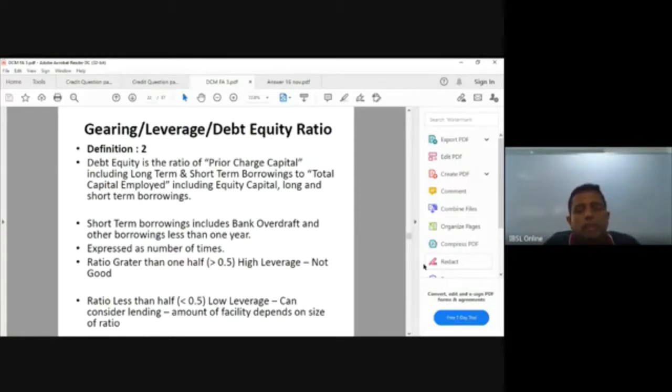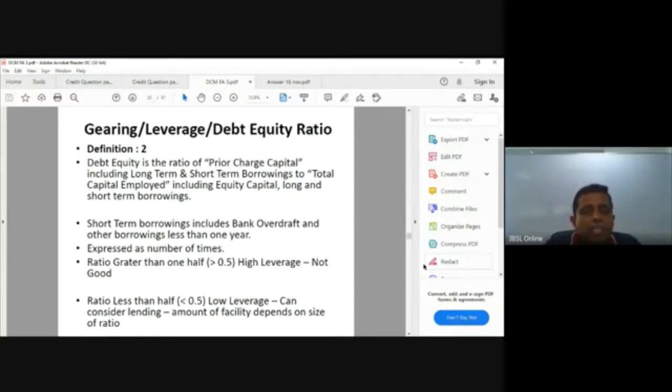Short-term borrowings include bank overdraft and other borrowings of less than 1 year. Now, how do you interpret the ratio? If it is 0.5 and above, we say higher levered company. If it is lower than 0.5, we say lower geared company.